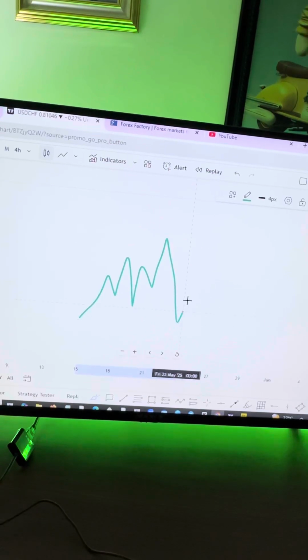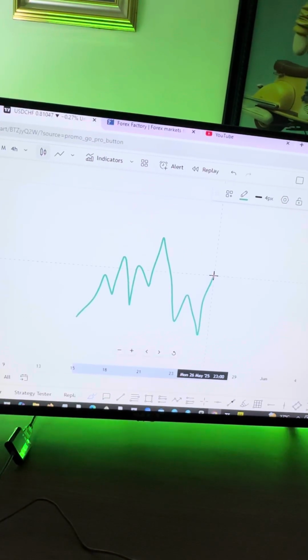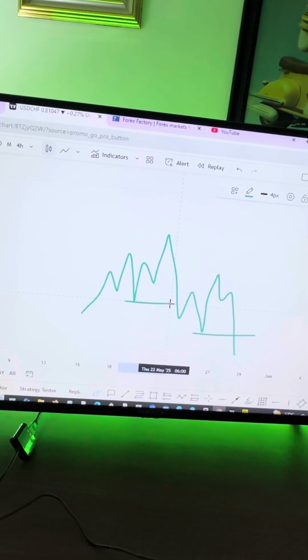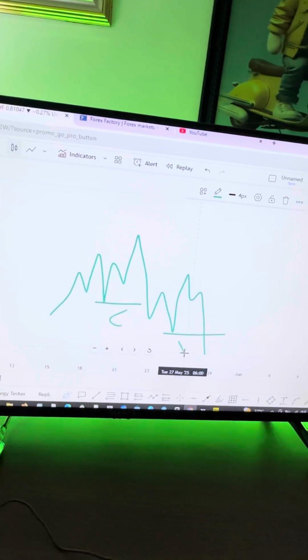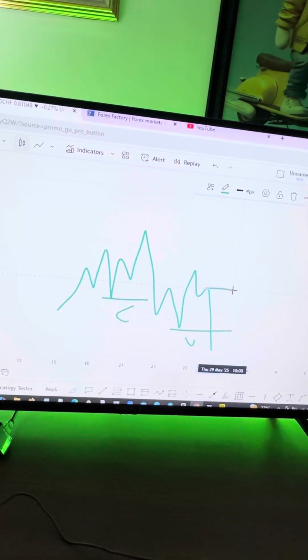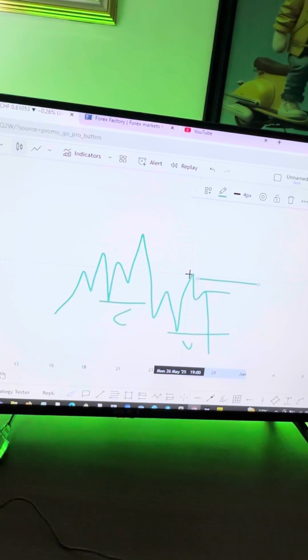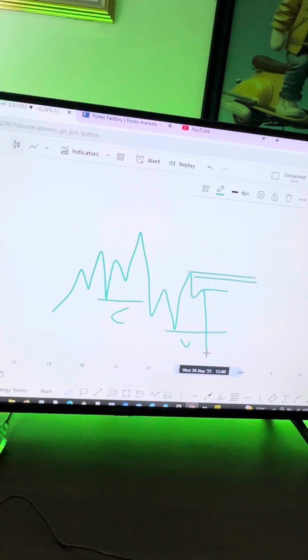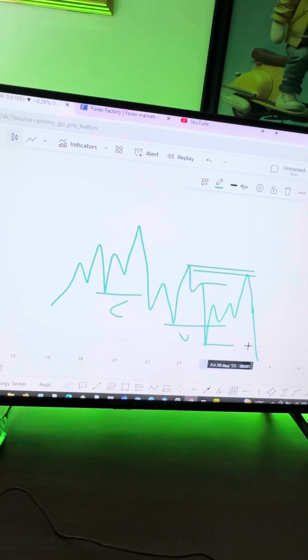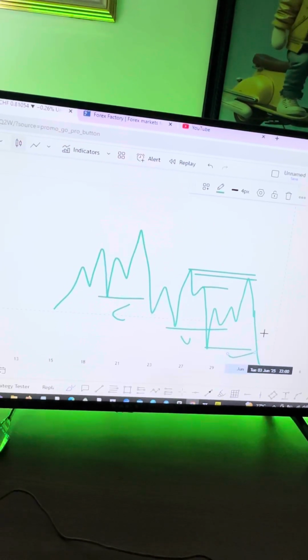Then once the market changes character, you wait for this to happen, then the market drops. This is break of structure, this is change of character, then like this, break of structure. You wait for inducement. Let's say this is your inducement, and you wait for the extreme order block to be mitigated, then you sell from there.